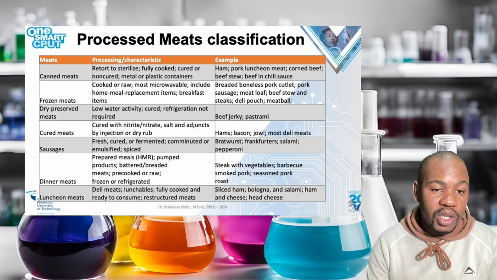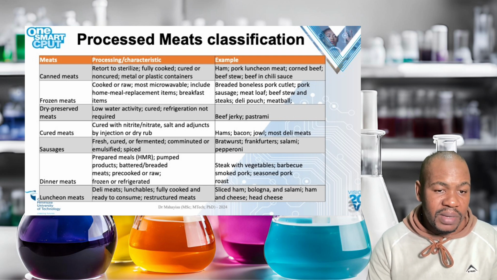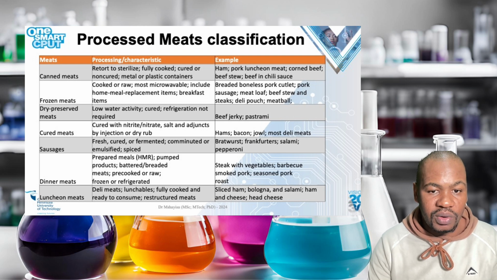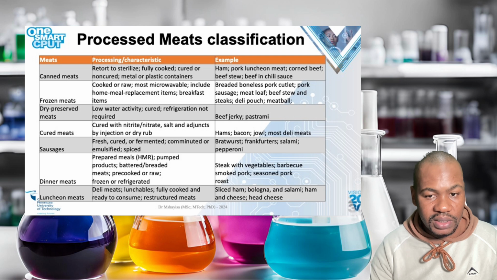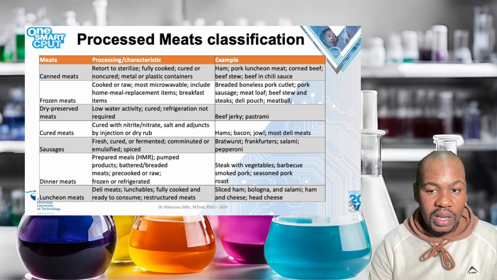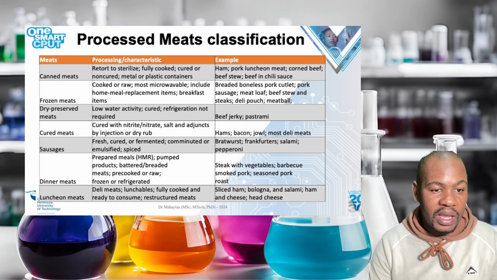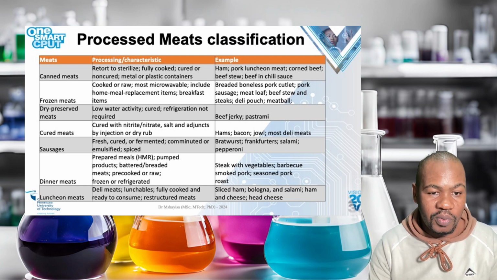Then we have what we call cured meats. These are meats that are cured with nitrite or nitrate, which is a salt, and other salt adjuncts. This can either be done by injection or by a dry rub. These include products such as hams, bacon, and most deli meats. And then what we are familiar with in the context of South Africa, sausages. Don't we love sausages for frying?